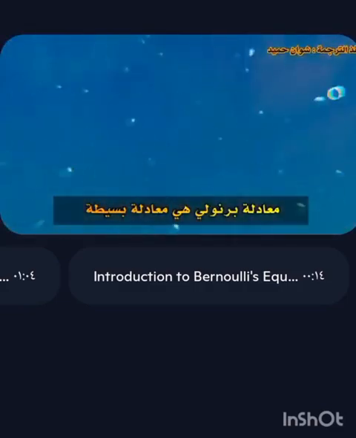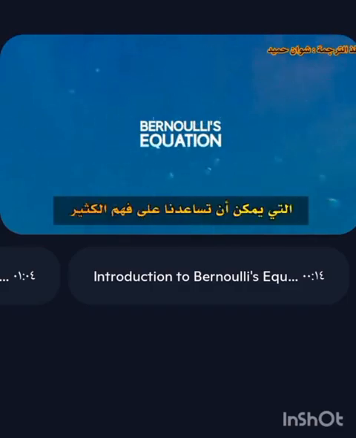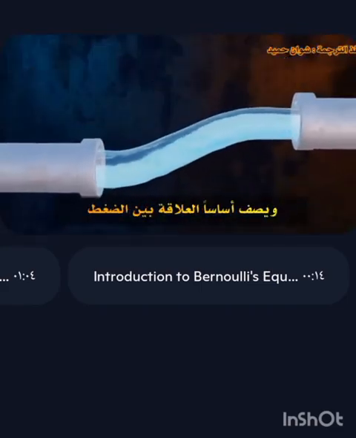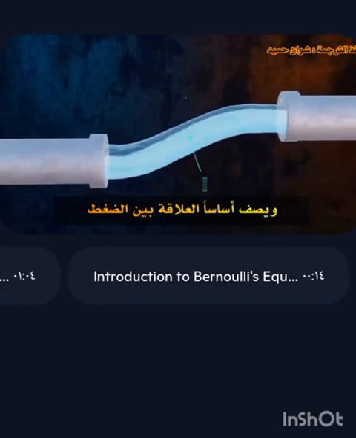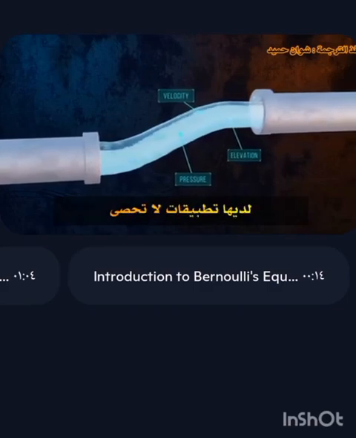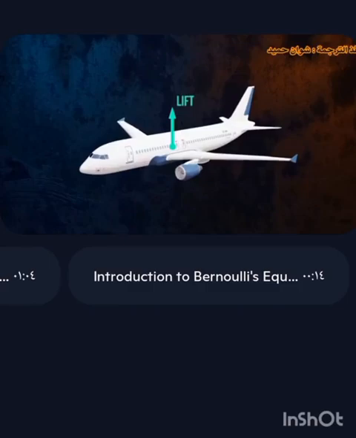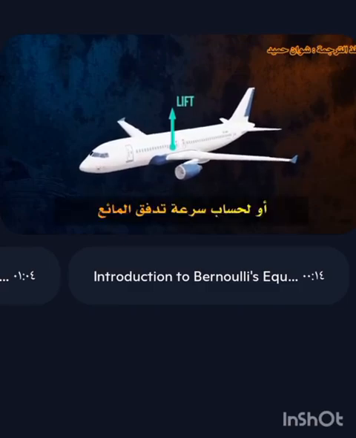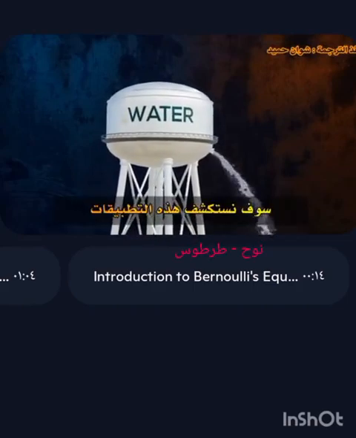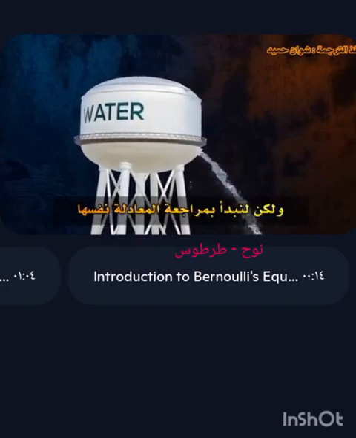Bernoulli's equation is a simple but incredibly important equation in physics and engineering that can help us understand a lot about the flow of fluids in the world around us. It essentially describes the relationship between the pressure, velocity, and elevation of a flowing fluid. It has countless applications. We can use it to explain how planes generate lift, or to calculate how fast liquid will drain from a container, for example. We'll explore these applications and a few more later on, but let's start by reviewing the equation itself.